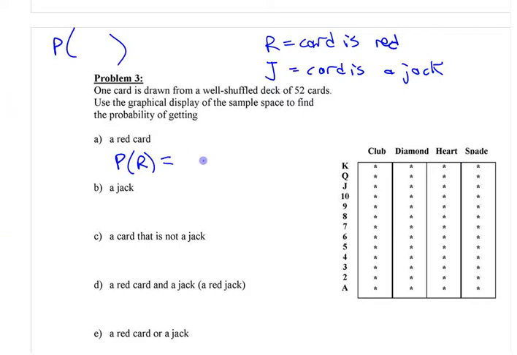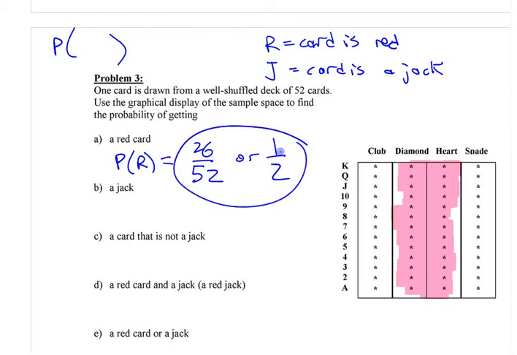What do you have in total here? How many total outcomes are there? 52 cards, right? How many of those are red cards? How many of those 52 are red cards? Half of them, right? 26. So you could either write 26 out of the 52 cards are red, or of course you could reduce it down and say 1 out of every 2 cards is red, or half the cards are red.